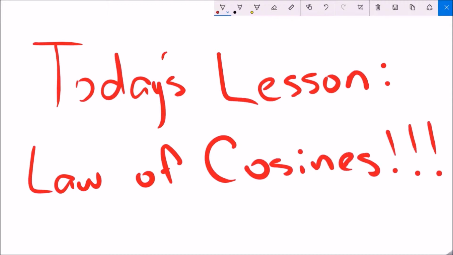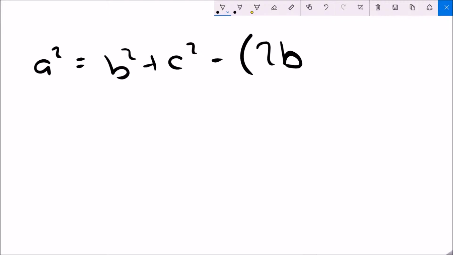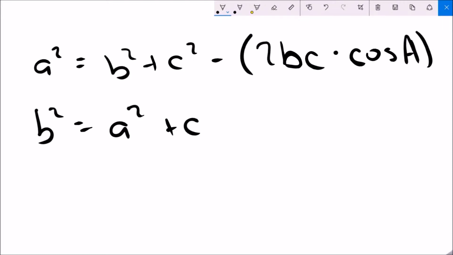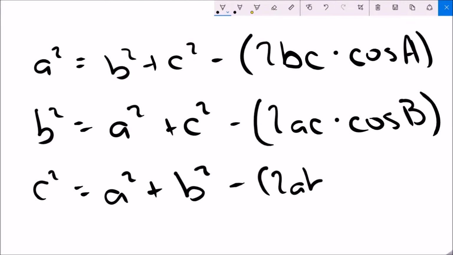The three equations are a squared, which is equal to b squared plus c squared minus 2bc times cosine a, b squared, which is equal to a squared plus c squared minus 2ac times cosine b, and c squared, which is equal to a squared plus b squared minus 2ab times cosine c.